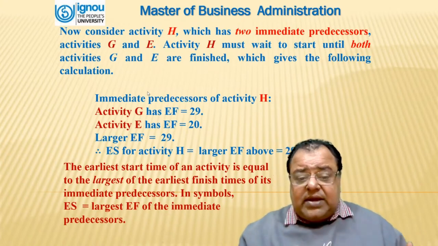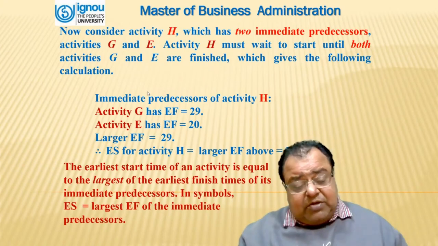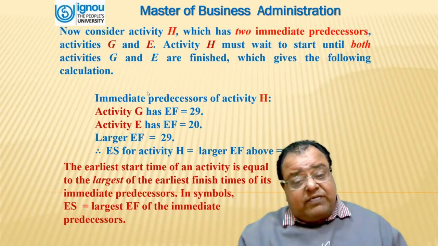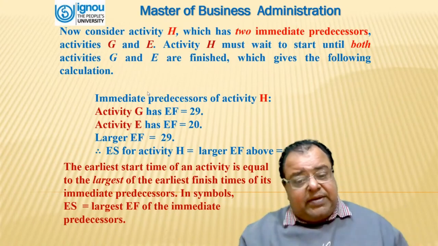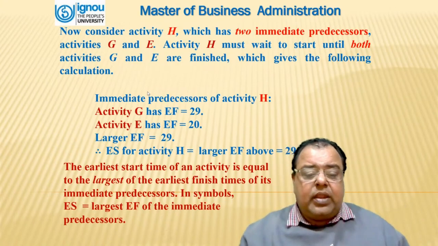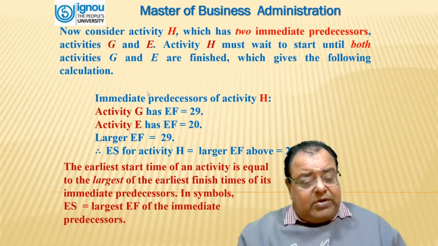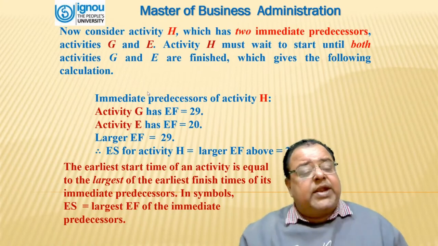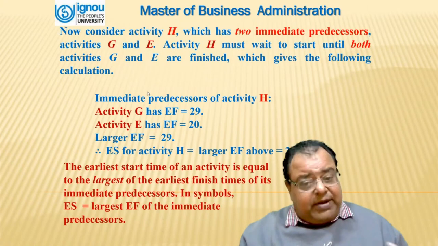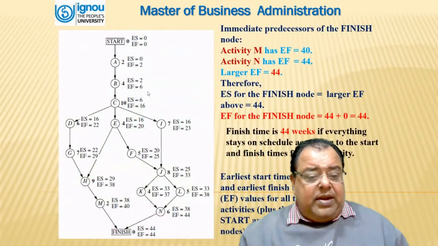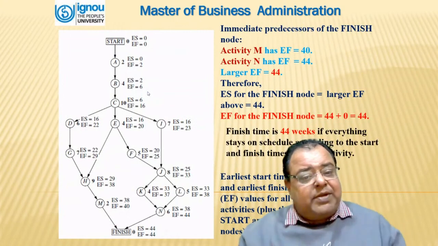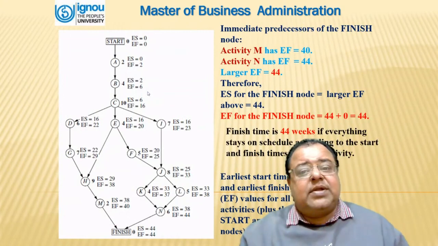The earliest start time of an activity is equal to the largest of the earliest finish times of its immediate predecessors. In symbols, ES is equal to the largest EF of the immediate predecessors. This has to be kept in mind when we have 2 different paths. Here, in this diagram, everything has been completed as per the calculations.